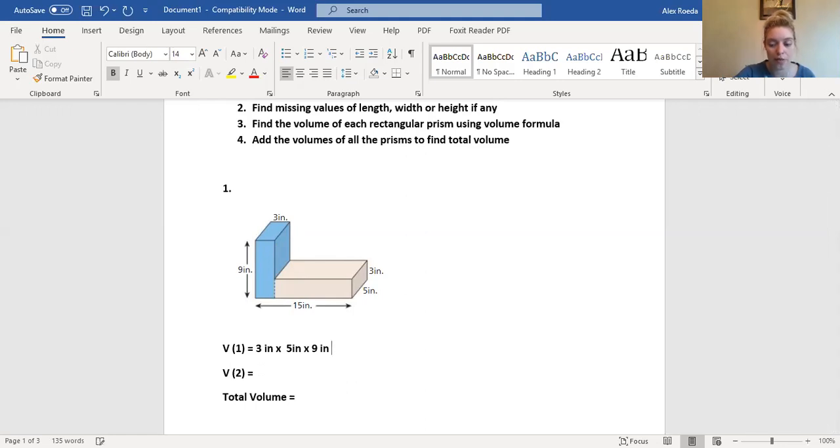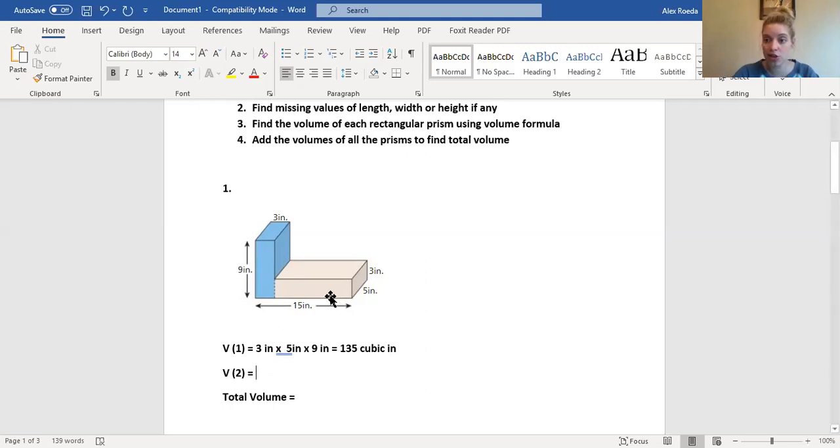Now I can find the volume. Now I can multiply all these values together. 3 times 5 is 15. Okay, and 15 times 9 is going to be 135 cubic inches. So my volume of prism 1 is 135 cubic inches. Okay, so now I'm done with 1. I can move on to 2.